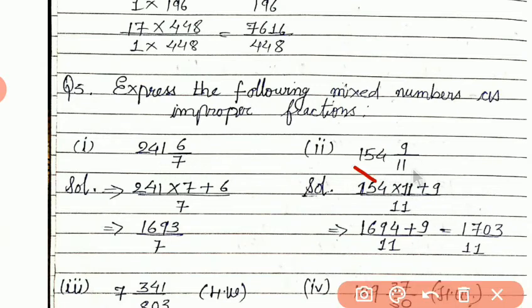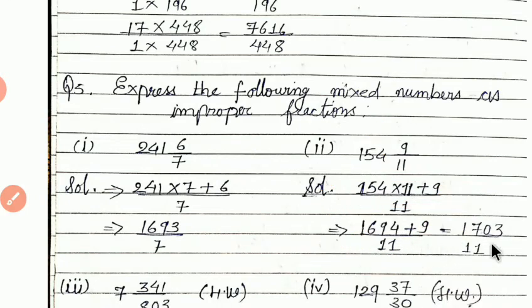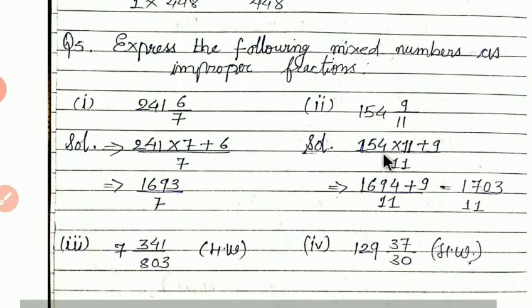Second one, 144 and 9 by 11. Same here, 144 into 11. After that you have to add 9 upon 11 only. If you multiply 144 into 11, you'll get 1584 plus 9 upon 11. After that we have to add. So 1593 upon 11 is the improper fraction of the given mixed fraction. So third and fourth you have to do by yourself as in question number 1 and 2.